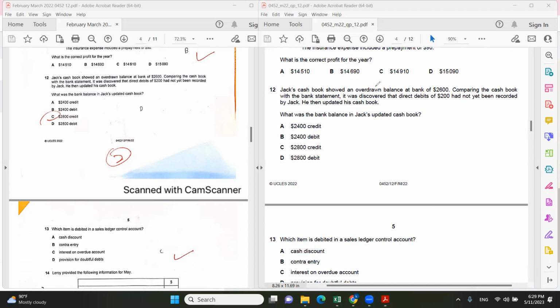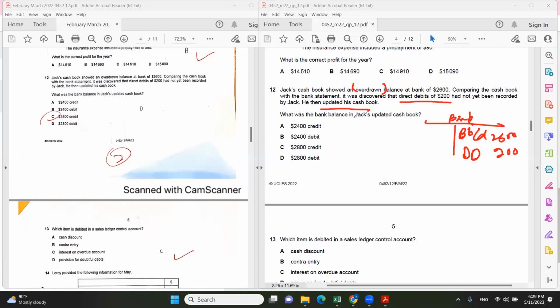Jack's cash book shows an overdraft. Overdraft means your bank account should have a balance brought down here, 2600. Compare the cash book with the bank statement. It was discovered that a direct debit of 200 has not yet been recorded by Jack. This direct debit reduces the money in the bank, so he has to update it by putting it into the credit side.